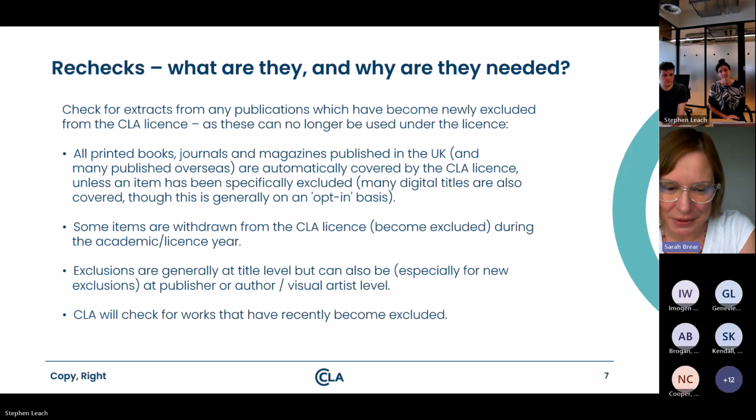Now, some items are withdrawn from the CLA license during the academic year. They're generally at title level, but they can be at publisher level or author or visual artist level as well. That's fairly unusual. It's generally at title level. And we do, via the DCS, as Stephen will come on to, check for works that have recently become excluded.